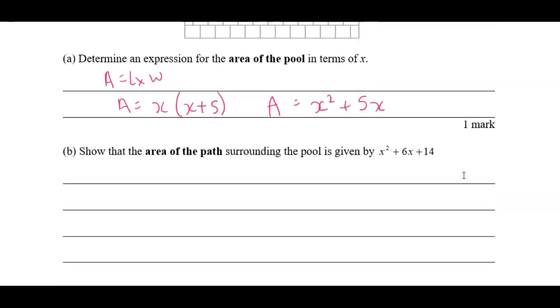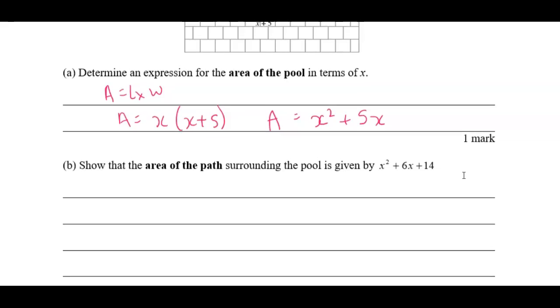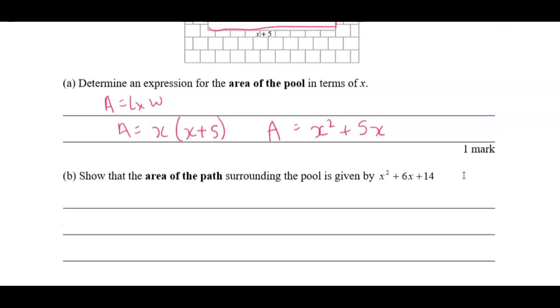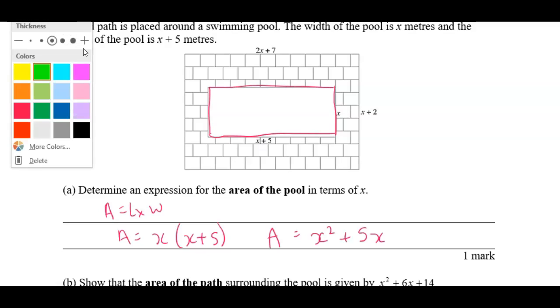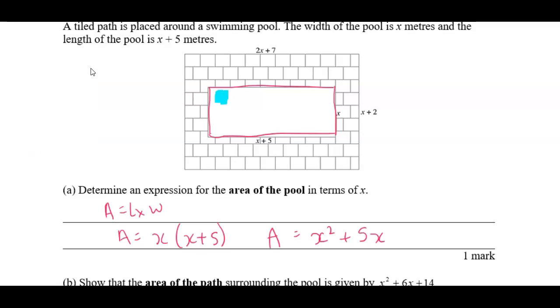Show that the area of the path surrounding the pool is given by x squared plus 6x plus 14. So basically we've got the whole area. So I might just finish off the pool in pink. And just because it's a pool, let's do it a nice blue color. So there's your pool.